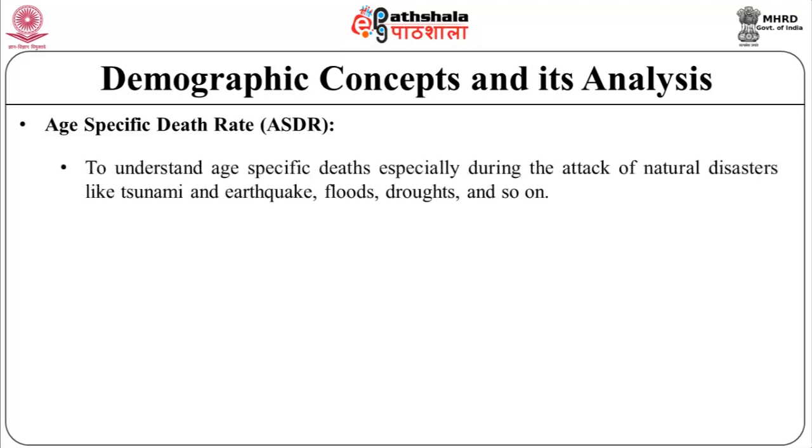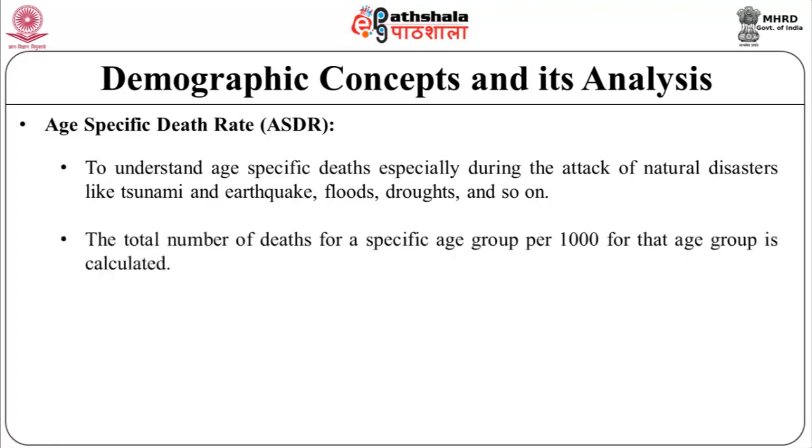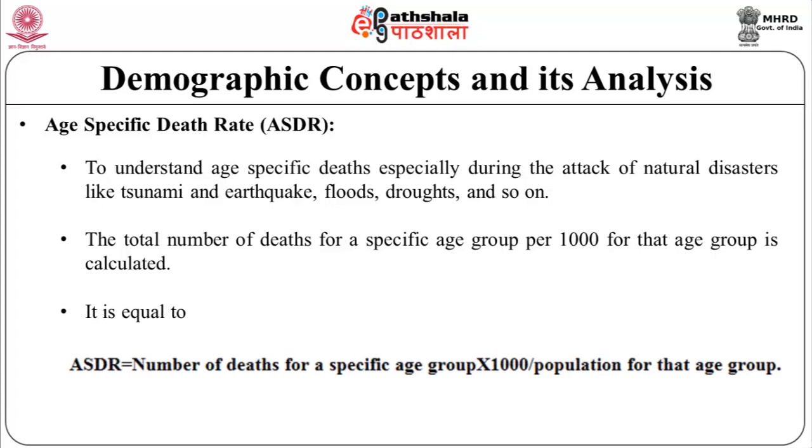Now let us discuss age-specific death rate. To understand age-specific deaths, especially during the attack of natural disasters like tsunami, earthquake, floods, droughts, and so on, the total number of deaths for a specific age group per thousand for that age group is calculated, and it is equal to the number of deaths for a specific age group multiplied by 1000 divided by the population for that age group.